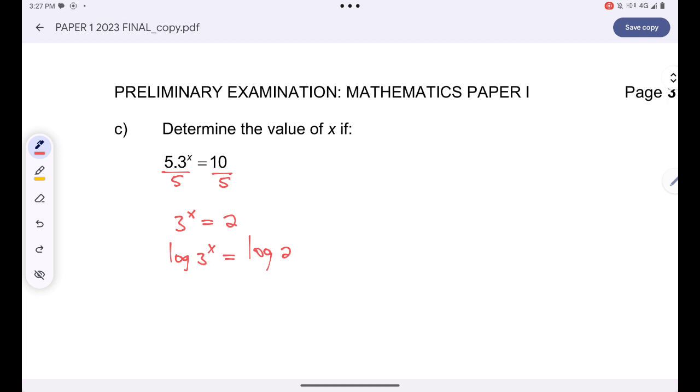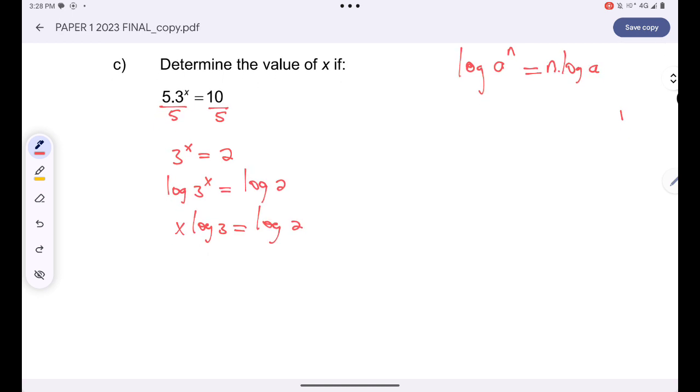There's a rule that I can use that will simply move this exponent to the front. Now I'll simply say x log 3 is equal to log 2. If we have log of a to the power n, this can also be written as n multiplied by log a. Are we together? Okay, and then now I want to isolate x. Therefore, x is basically equal to the log of 2 divided by the log of 3, which can be written as the log of 2 base 3. And then this will simply give me my final answer.